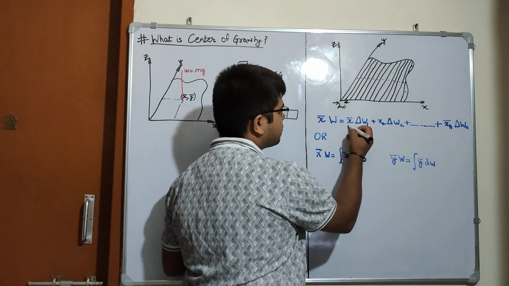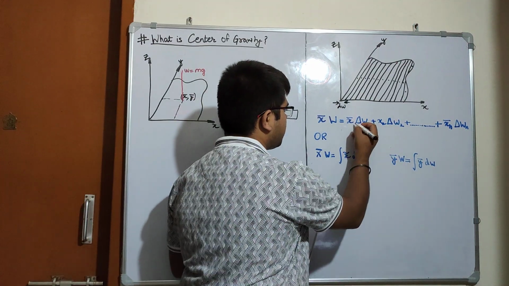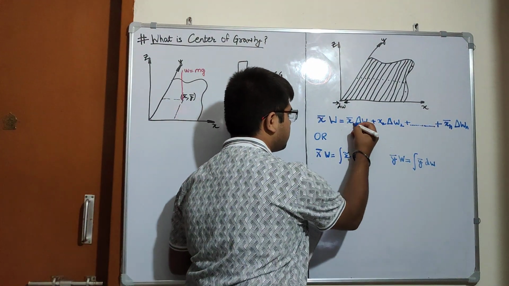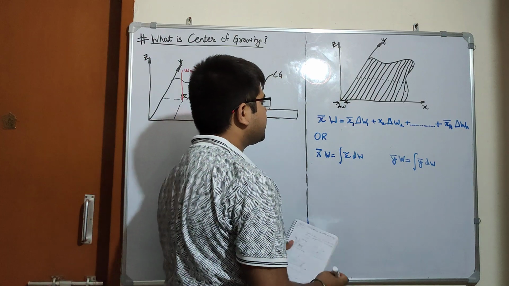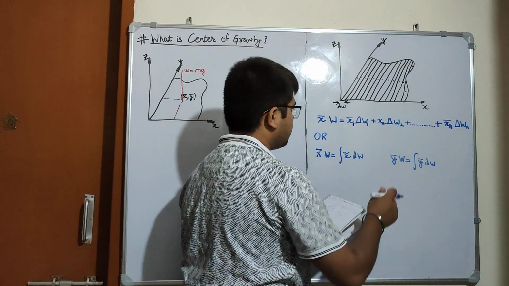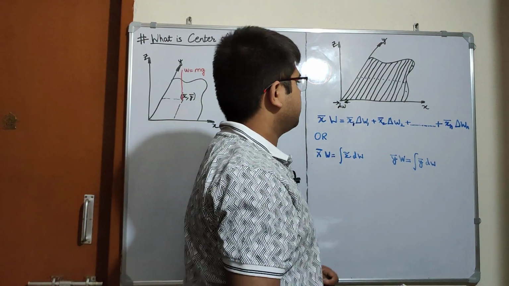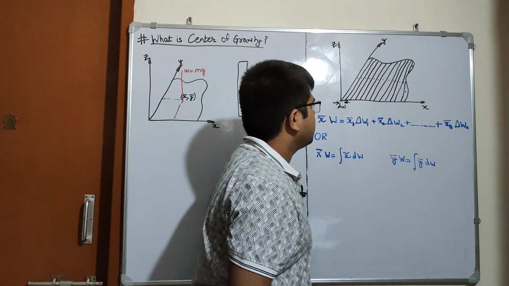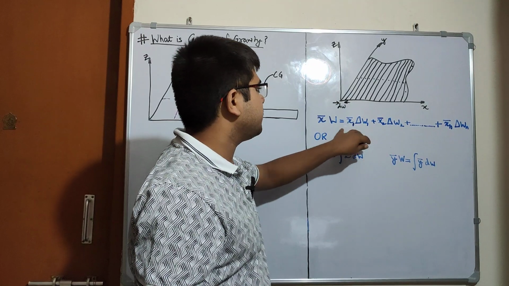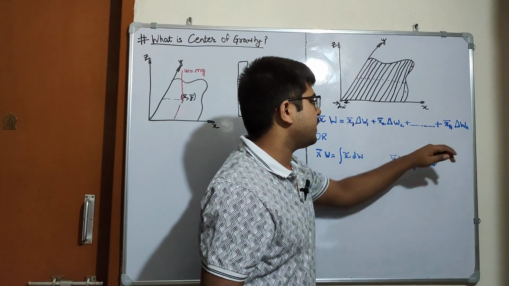x bar. This is x1 bar, x1 bar into delta w1, x2 bar into delta w2. So that is the way we write the small strips' center of gravity in the whole equation form. xn bar into delta wn.